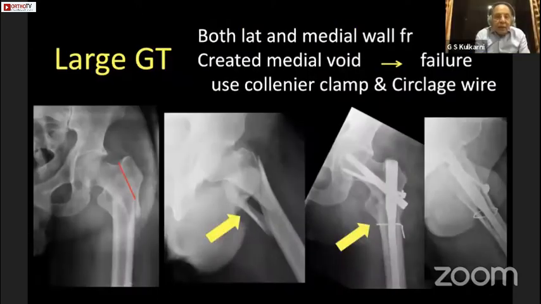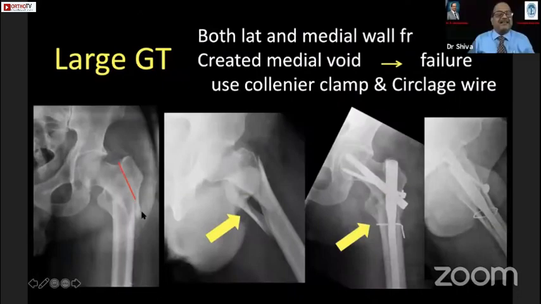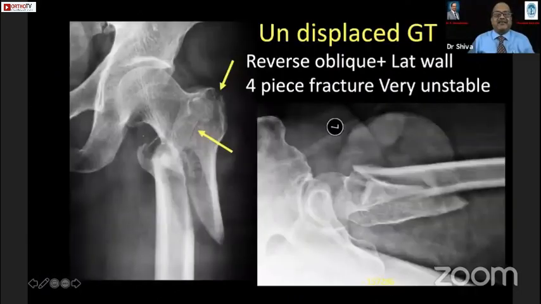Do you want to see this? Oh, okay. Yeah, there is a fracture there. Okay, sir, we believe you.